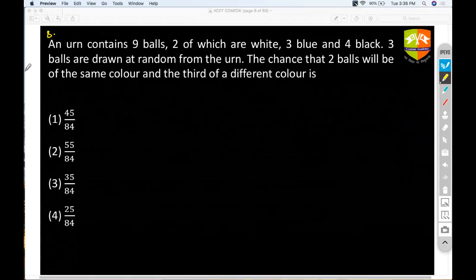An urn contains 9 balls, 2 of which are white, 3 blue and 4 black. 3 balls are drawn from the urn. The chance that 2 will be of the same color and the third of a different color. So basically, we have to find the probability that 2 balls are of the same color and the third one is of a different color.